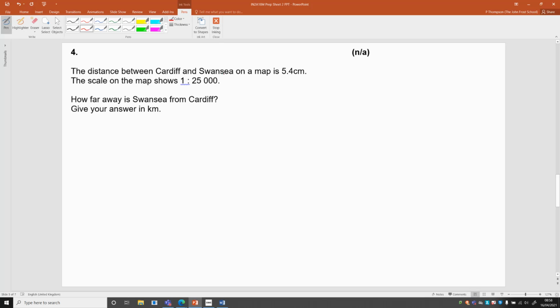Okay, so this one, these map scales, what this means is that on the map, 1 centimeter, for example, corresponds to 25,000 centimeters in reality. It's like a ratio, okay? Now on the map, the distance is 5.4 centimeters. So see, obviously I've multiplied 1 by 5.4 here, haven't I?